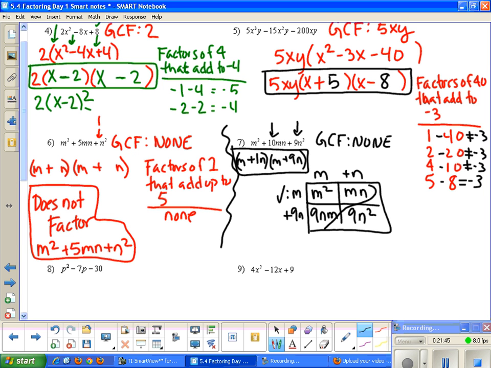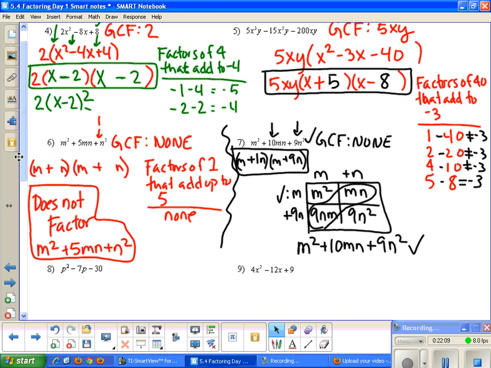So these are like terms, even though I didn't write the variables in the same order. They are like. So I have m squared. 9nm plus mn gives me plus 10mn. I usually write the variables in order of the alphabet. Plus 9n squared. Notice this checks out with this, so therefore I know that I factored correctly.